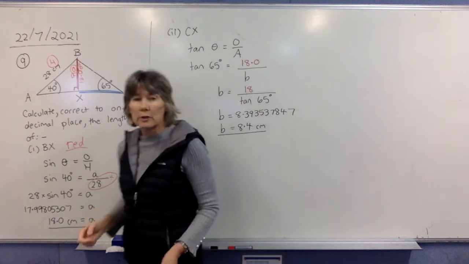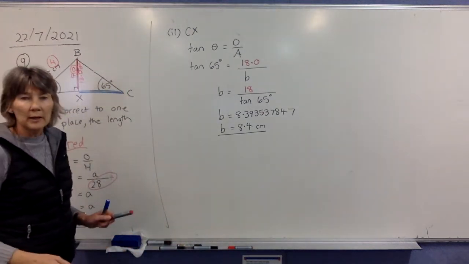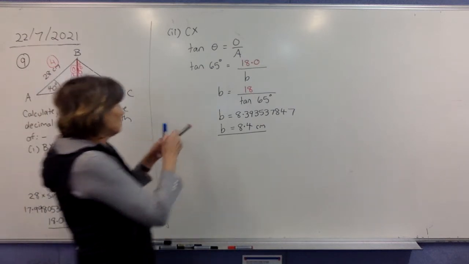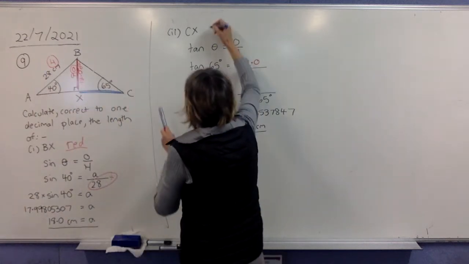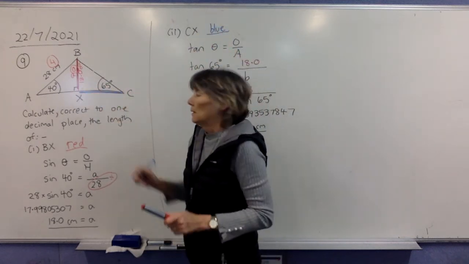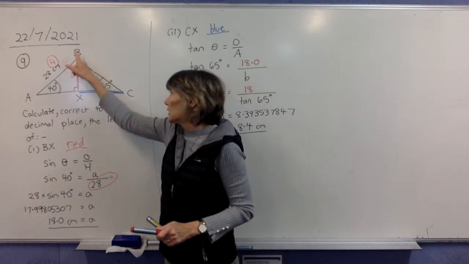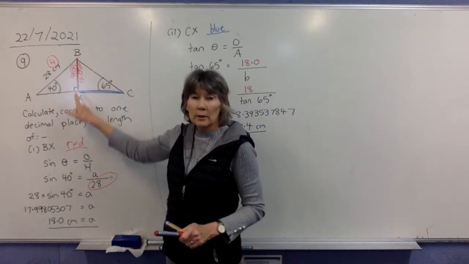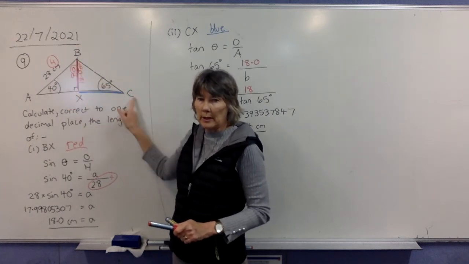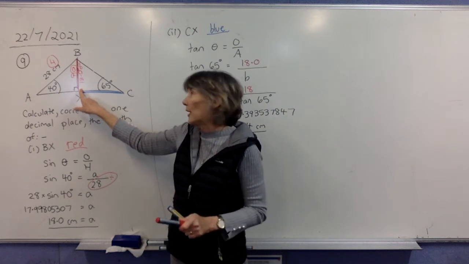Now we're going to try and do the second part of the question. The second part of the question wants us to find the length of CX. So CX is this blue thing here, the line that goes from C to X. Okay, now that side is part of this triangle. It's not part of any other triangle. So we have to use this triangle here. So we are going to be using the side that we just found.